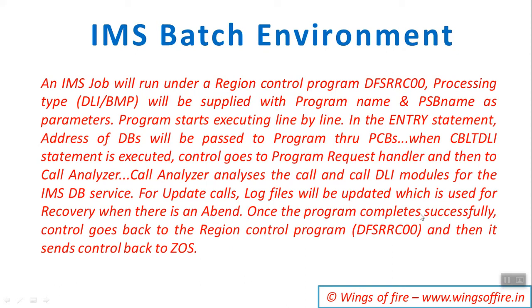Once the program completes successfully, control goes back to the region control program. We have to send the control back. That's the reason we use GOBACK. We don't use STOP RUN in IMS jobs, because STOP RUN will stop the unit of work, while GOBACK sends control back to the region control program. And then once the region control program has executed successfully, it sends control back to the operating system.